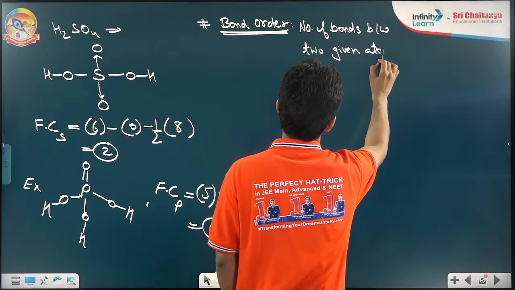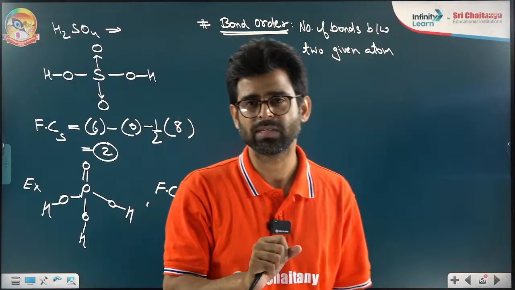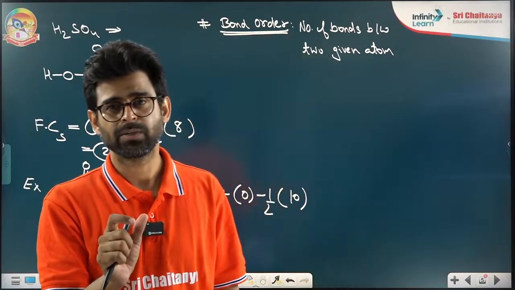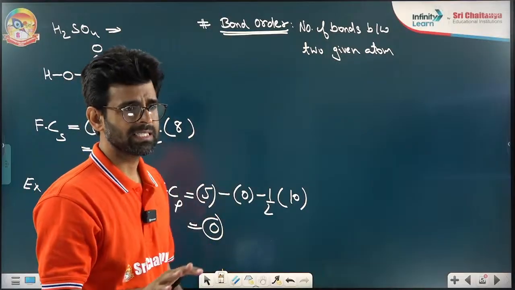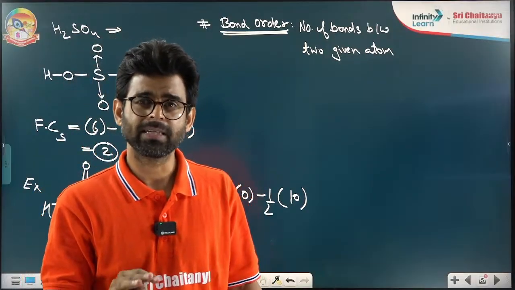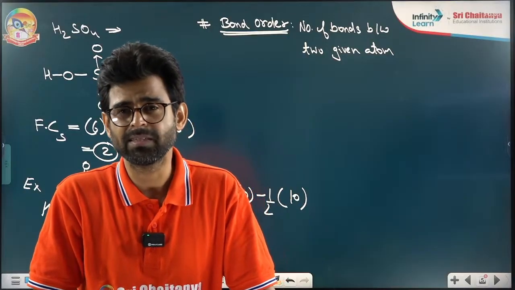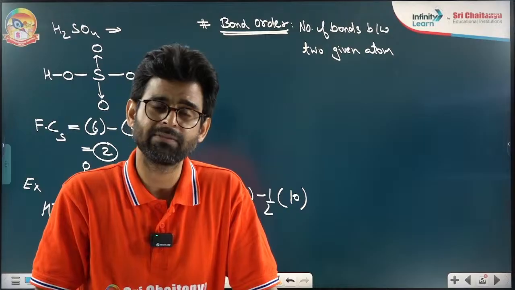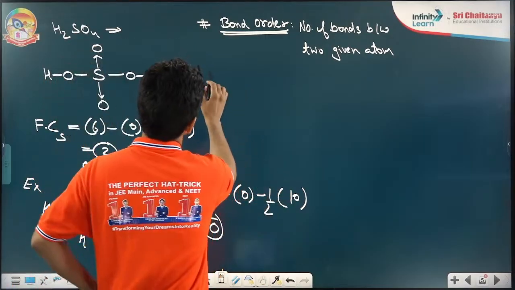So if they ask in these two atoms how many bonds are present, it is the number of bonds between two given atoms. Very easy concept, but it becomes a little tricky when the given structure has resonance. That we have to understand mainly.